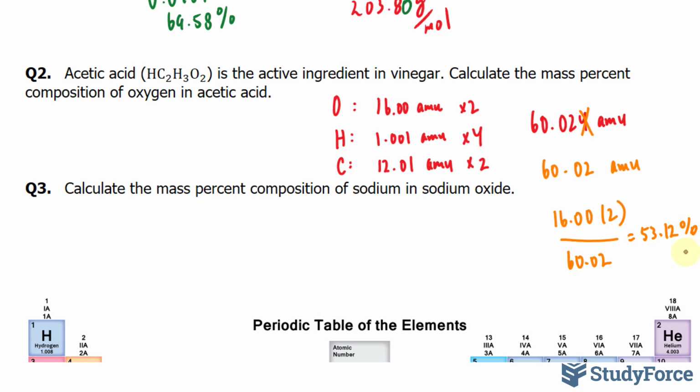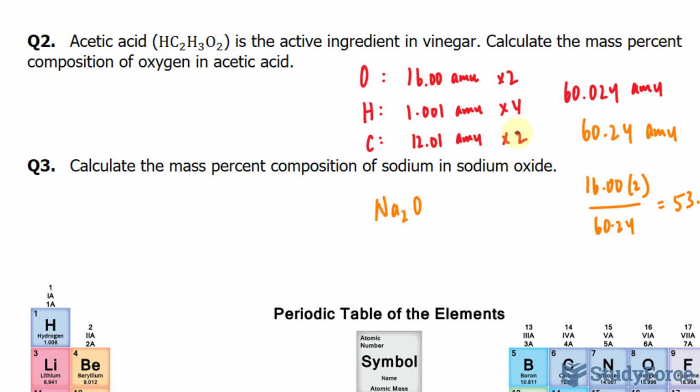Moving on to question 3, they ask us to calculate the mass percent composition of sodium in sodium oxide. Sodium oxide is an ionic compound. Specifically, sodium has the symbol Na, and it has a charge of 1+. Oxygen has a charge of 2-. Now, when you bring these two atoms together, the charges will switch, leaving you with sodium 2 oxide. So I'll write that down. Na2O.